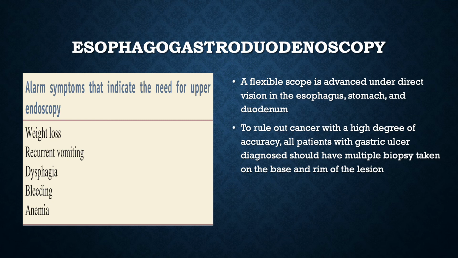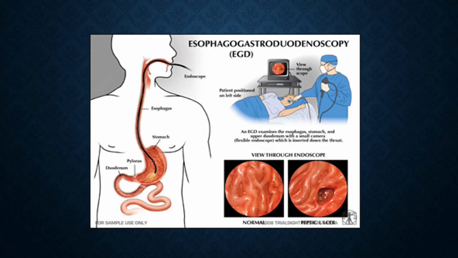These are the alarm symptoms that indicate the need of EGD: weight loss, recurrent vomiting, dysphagia, bleeding, anemia. With the patient on anesthesia and on a lateral decubitus position, the endoscopist inserts the scope to examine the esophagus, the stomach, and the upper duodenum with a small camera or a flexible endoscope which is inserted down to the throat. This is the view through the endoscope.